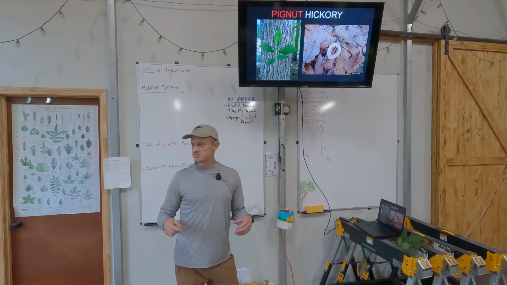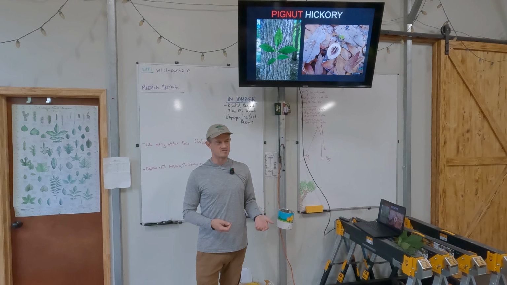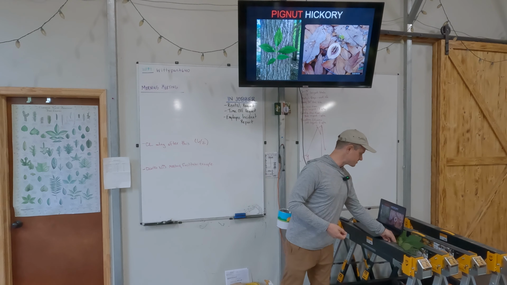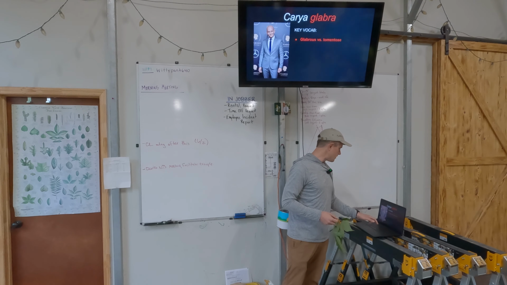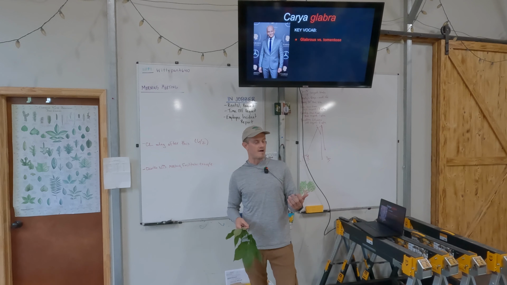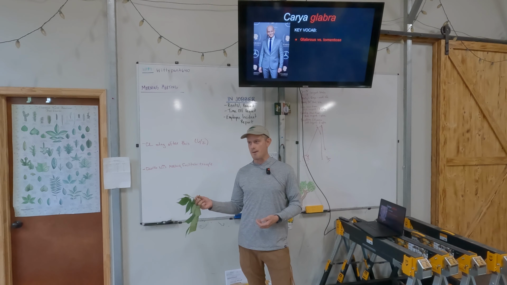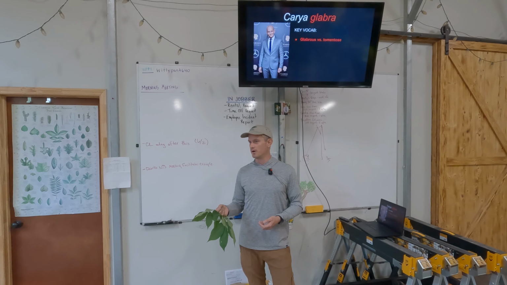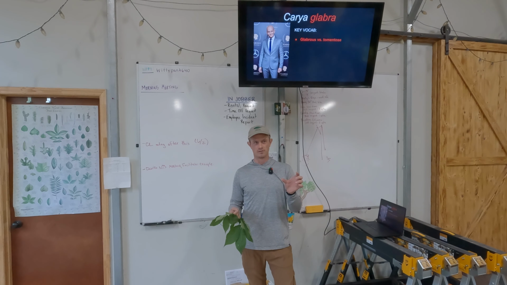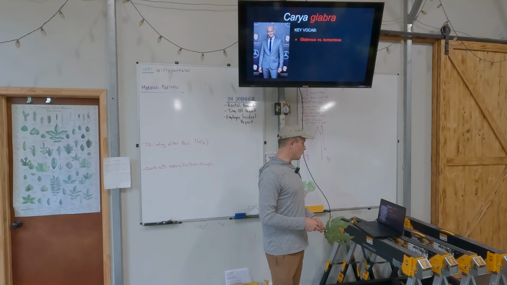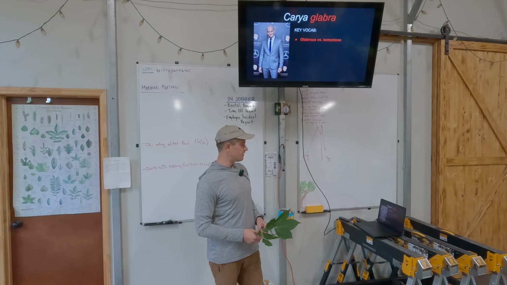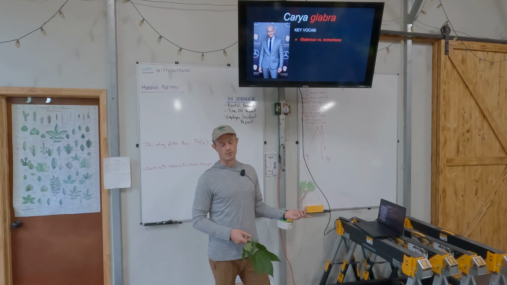In terms of leaflets, with pignut you're going to see mostly 5. Sometimes you'll see 3, and sometimes 7, but mostly 5. For the hickories, I think the Latin is really useful. Does anyone remember the Latin name for mockernut? Carya tomentosa, tomentosa being the key word. What does tomentosa mean? Hairy, pubescent. With pignut hickory, the key word is glabra.